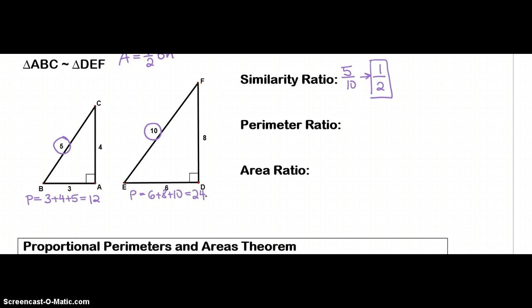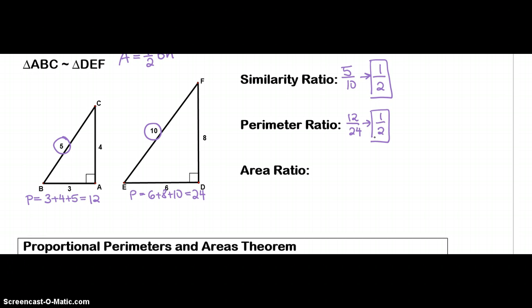Okay, so then the perimeter ratio in this case is going to be 12 over 24, which also reduces to 1/2. Okay, so what do we notice? We notice that the similarity ratio and perimeter ratio are exactly the same. So then let's see what happens with the area ratio.